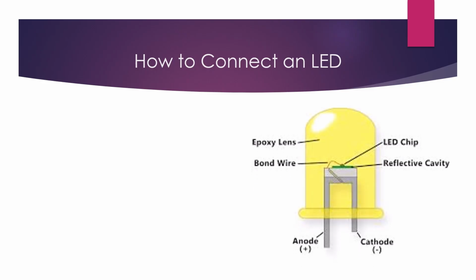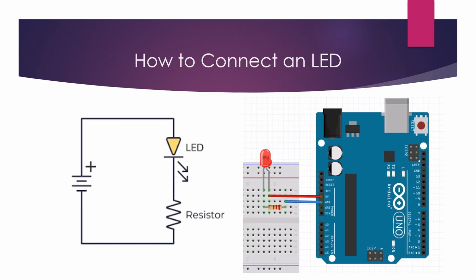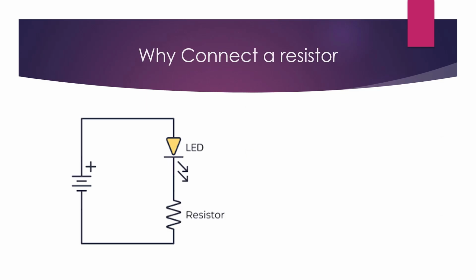Let's talk about connecting LEDs. Always remember, the longer leg is the anode, which is positive. The shorter leg is the cathode, which is negative. Or look for the flat side on the LED, that's the cathode. To connect an LED, you need a power source, like a battery or Arduino pin, and a resistor in series with it. Never connect an LED directly to a power supply without a resistor.